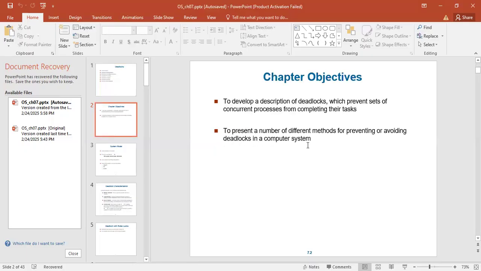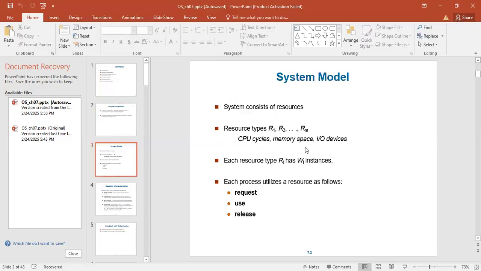The chapter objectives are to develop a description of deadlocks, which prevent sets of concurrent processes from completing their task, and to present a number of different methods for preventing or avoiding deadlocks in a computer system.